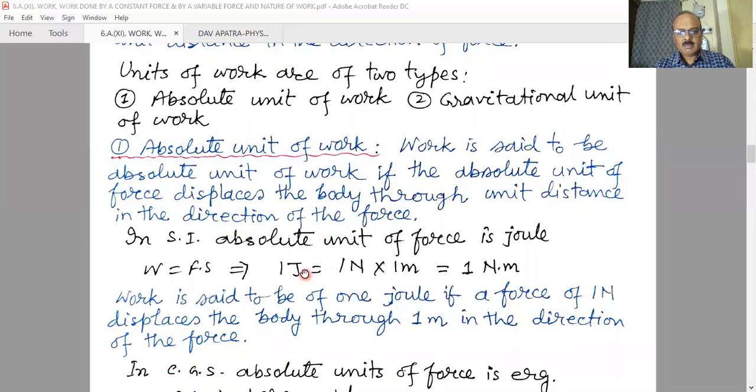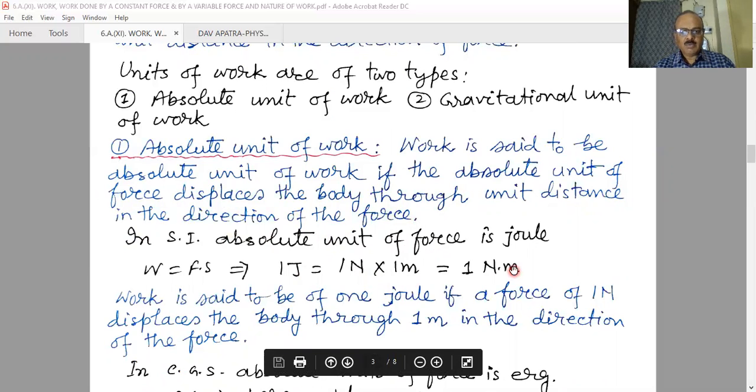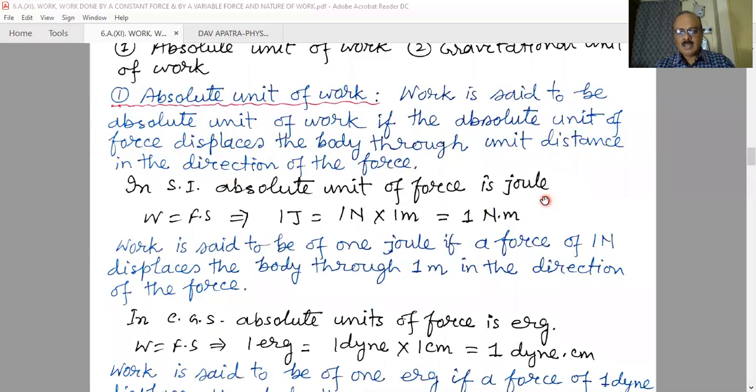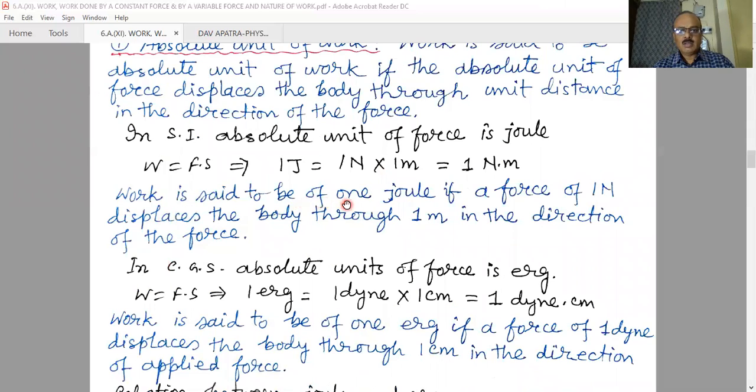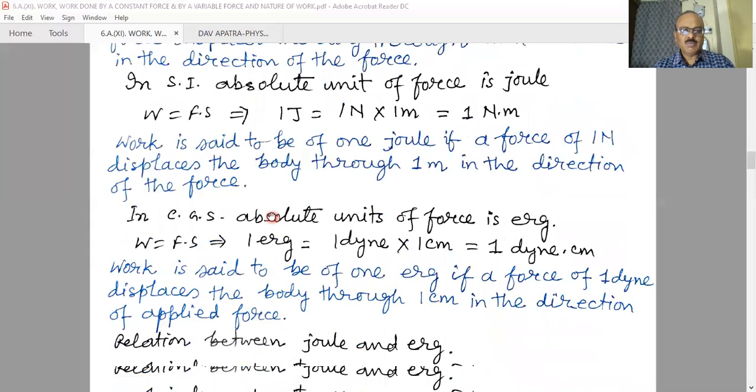In SI system, we know the absolute unit of force is the Newton, then 1 Newton into 1 meter, that is 1 Newton meter. It is the unit of work in SI system, and we know the 1 Newton meter is also named after the famous scientist Joule. We also say it is the Joule. That means 1 Joule is nothing but 1 Newton into meter. Work is said to be 1 joule if a force of 1 Newton displaces the body through 1 meter in the direction of the force.